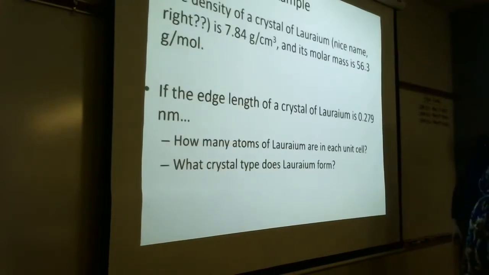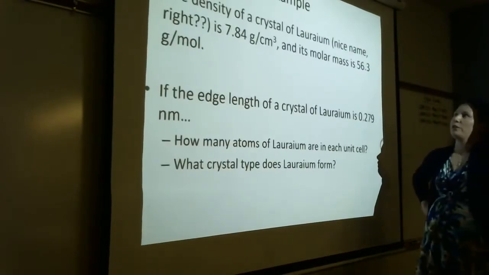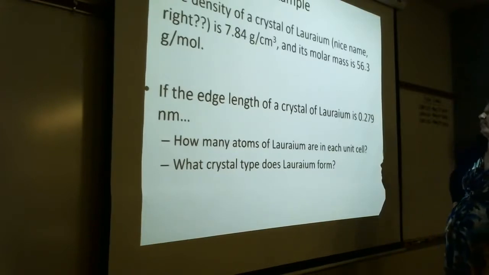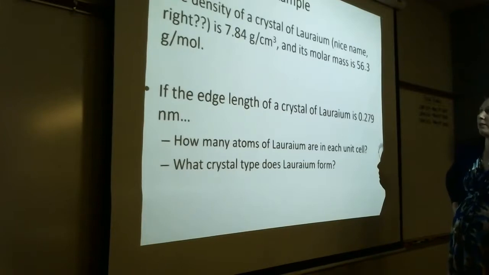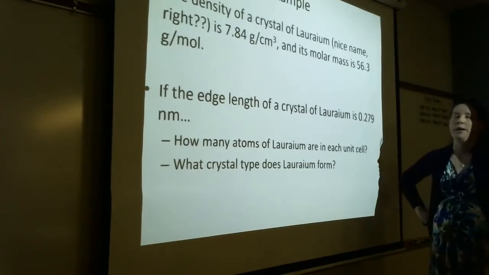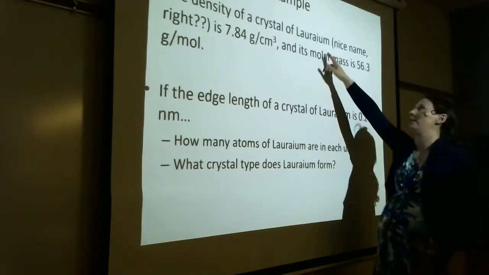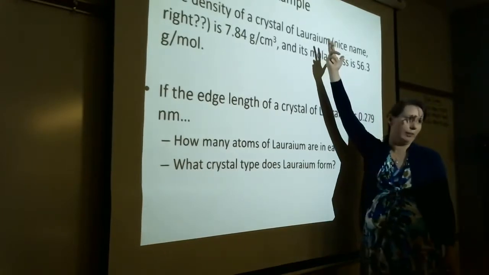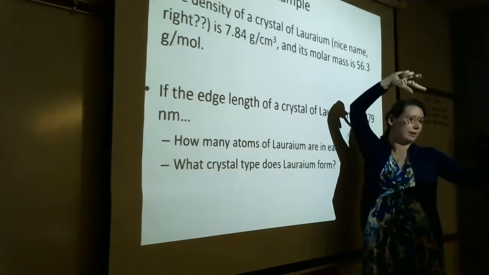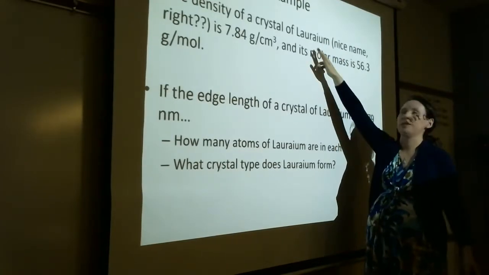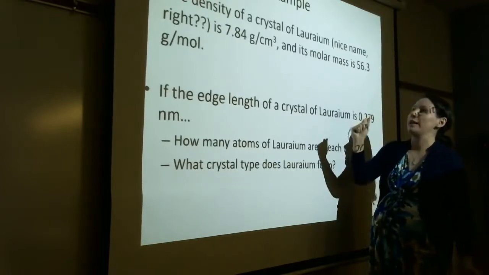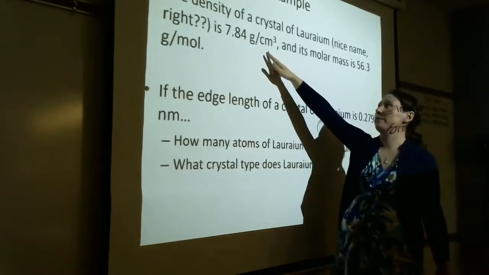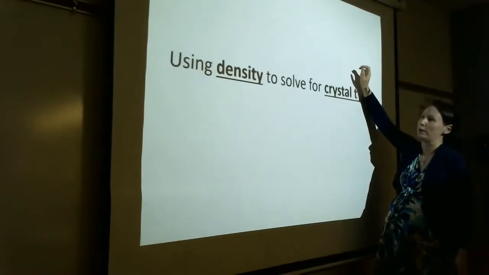So let's do this one together. The density of a crystal of thorium, that's a great name, huh? 7.84 grams per centimeter cubed, and it has a molar mass of 56.3 grams per mole. Now, if this wasn't a made-up element, how could you get its molar mass? Periodic table, right? So if this were, say, iron, you could get its molar mass from the periodic table. You're going to need the density. You're going to need the molar mass, because what are we doing here?